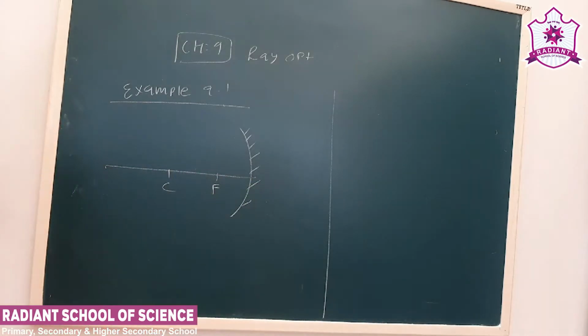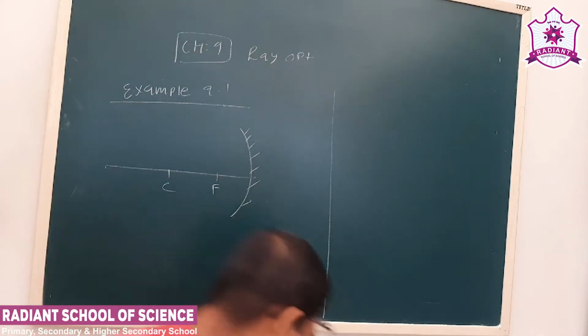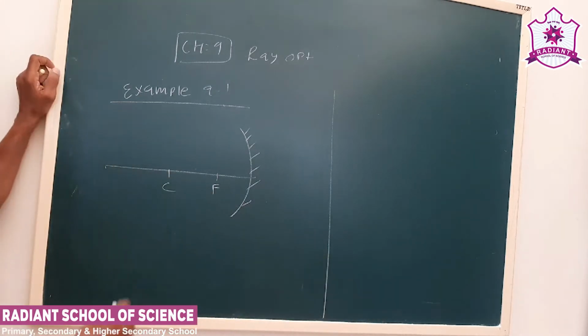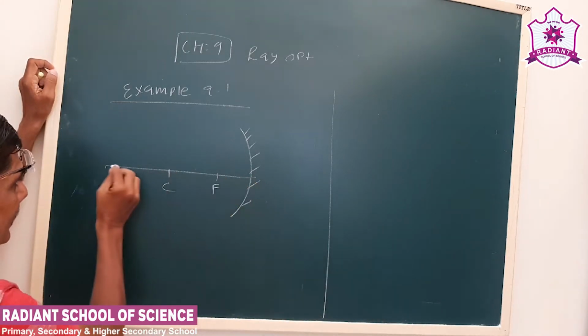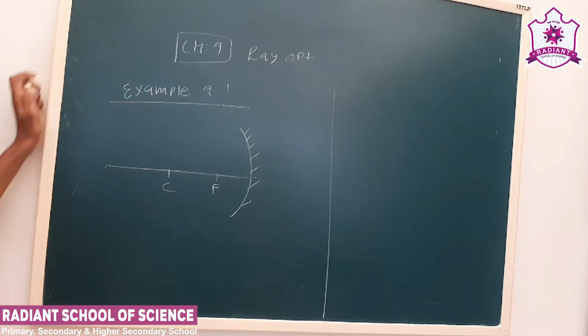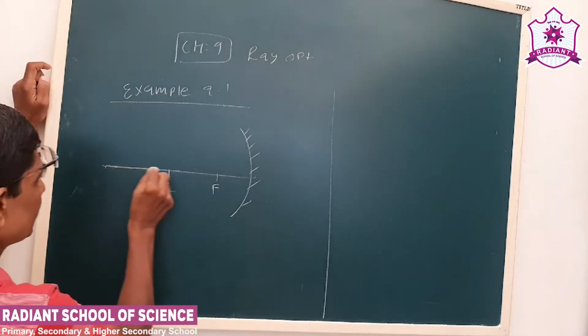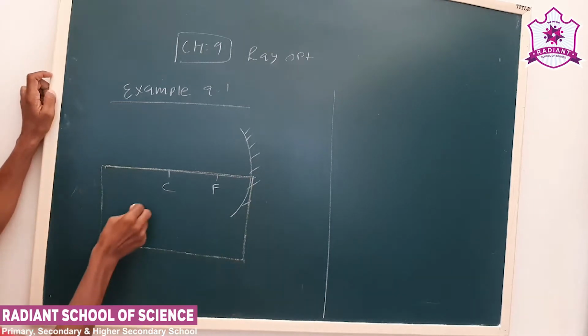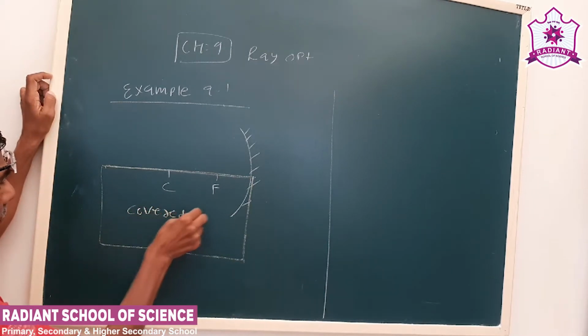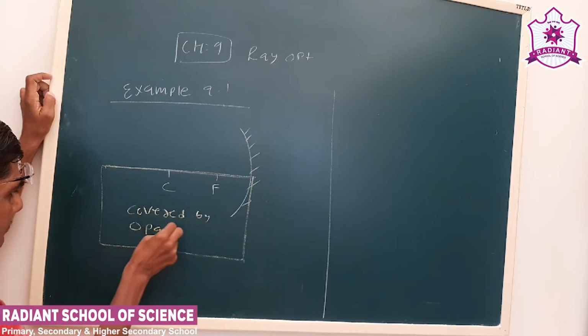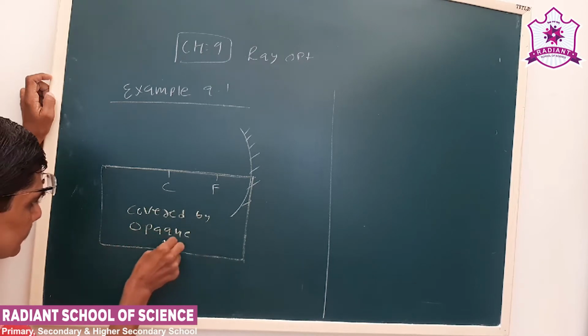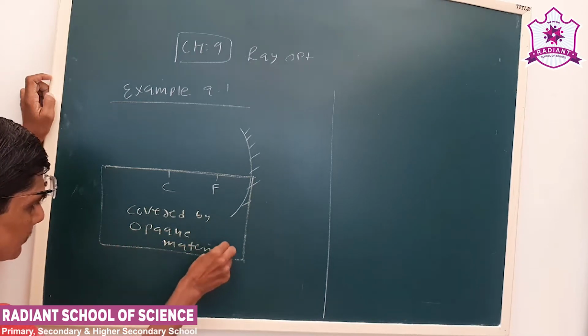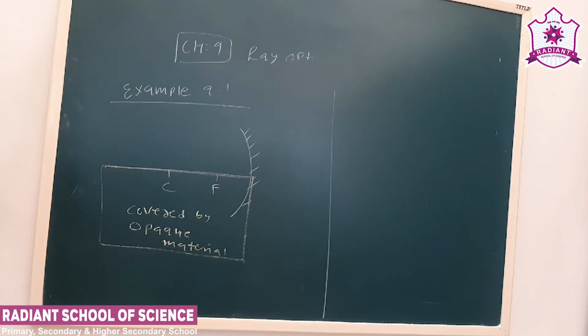Now see, a concave mirror is there. The question says the half of the reflecting surface... Now this is a principal axis. The question says, the area below the principal axis is covered by opaque material. What will be the change on the image formed?